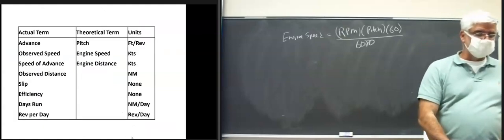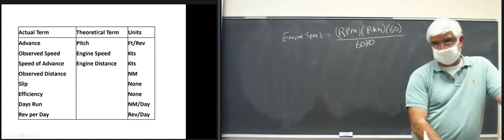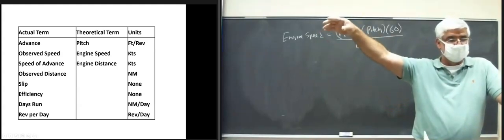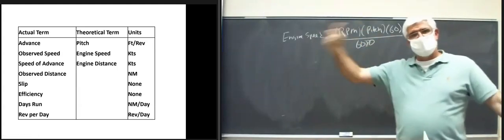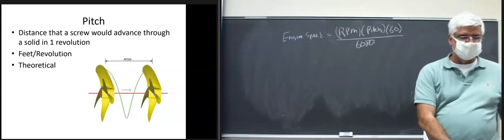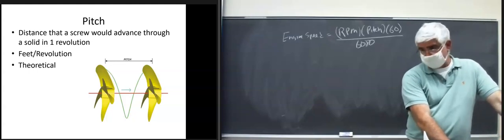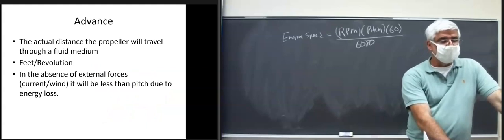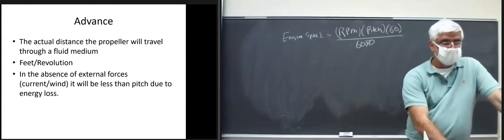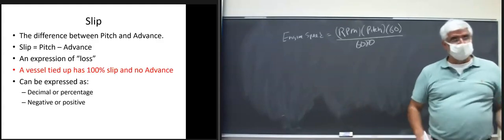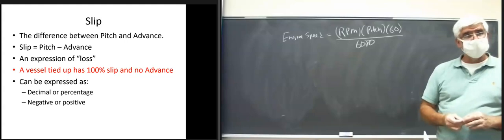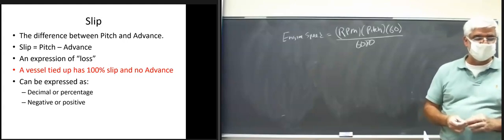Okay, so here are some terms. There's an actual term and a theoretical term. Advance is something you actually do. I advanced 100 miles today. The theoretical term is pitch. Pitch is the distance the screw would advance through a solid in one revolution. It's given in feet. Advance is the actual distance you travel through a fluid medium. So slip is the difference between pitch and advance. Slip is pitch minus advance.